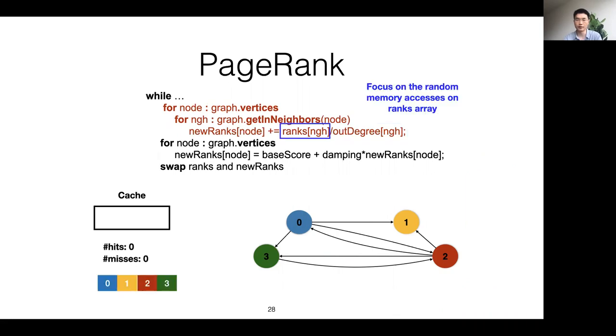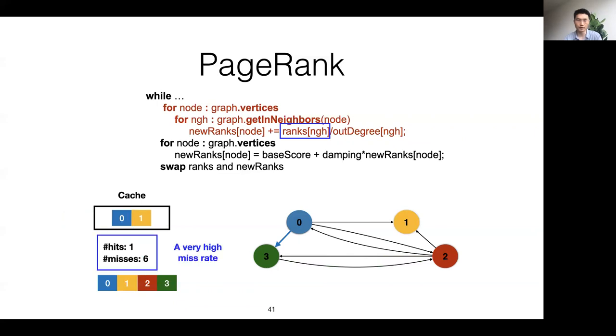And if we simulate this access on the ranks value with a cache that holds a single cache line, and we assume that the data of all the vertices, or the rank data, is stored in two separate cache lines. So we start with node 0 that tries to read the data from node 2. This incurs a compulsory miss to bring the data in. And node 1 tries to read the data from node 0. This is another miss. And we just simulate this process as nodes 2 and 3 take turns to read the rank data from their neighbors.